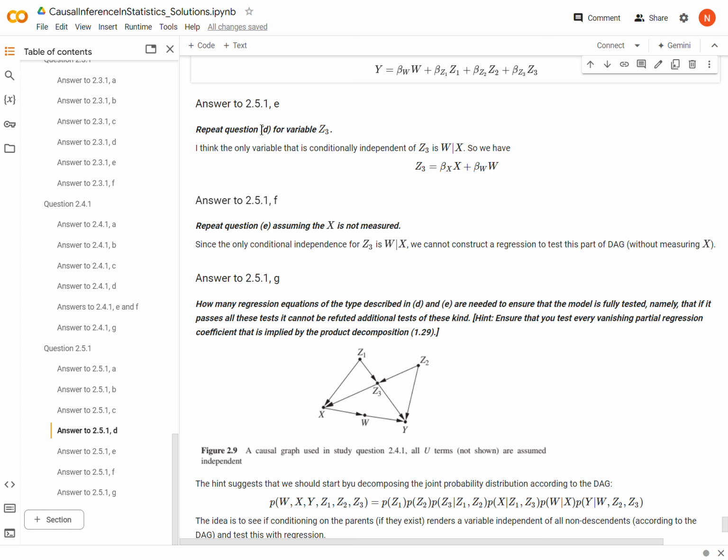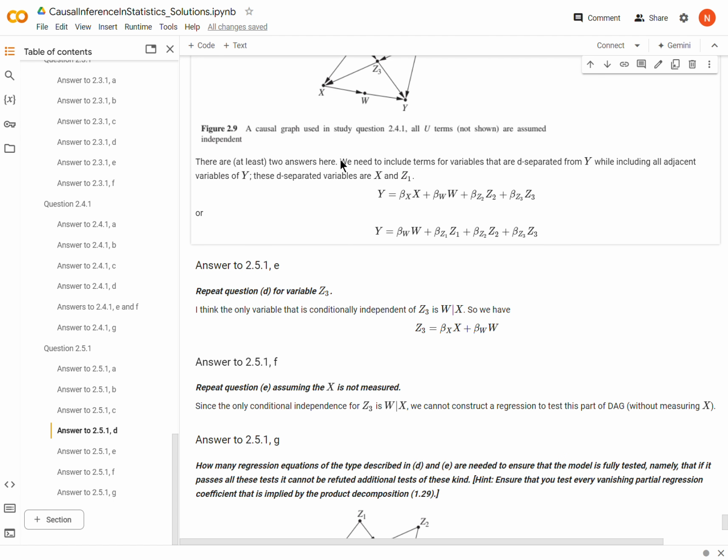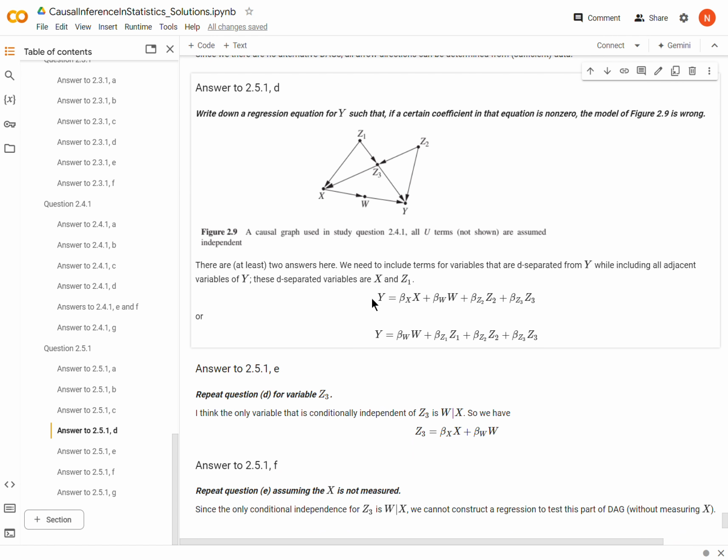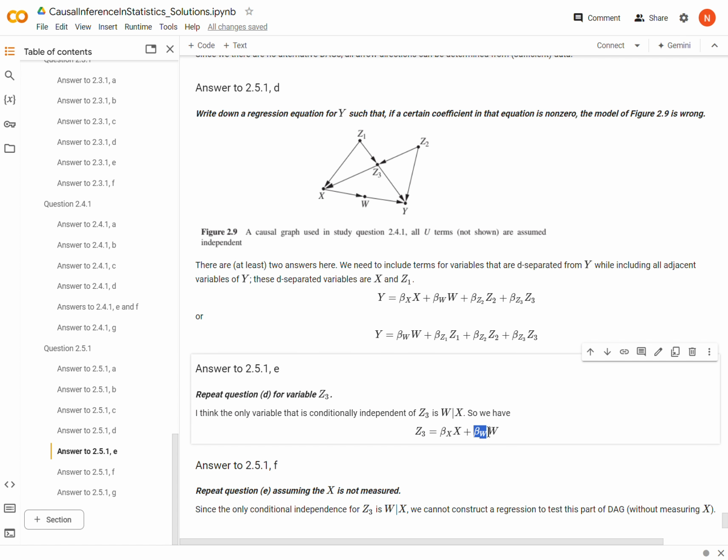So in part E, we are asked to do exactly that. Okay, we're meant to repeat part D, but for variable z3 here. All right, so we need to find a conditional independency, and I think that the only one is that z3 should be independent of w given x. Okay, and so the regression should look like this, and again the beta w should be 0 if the DAG is correct.